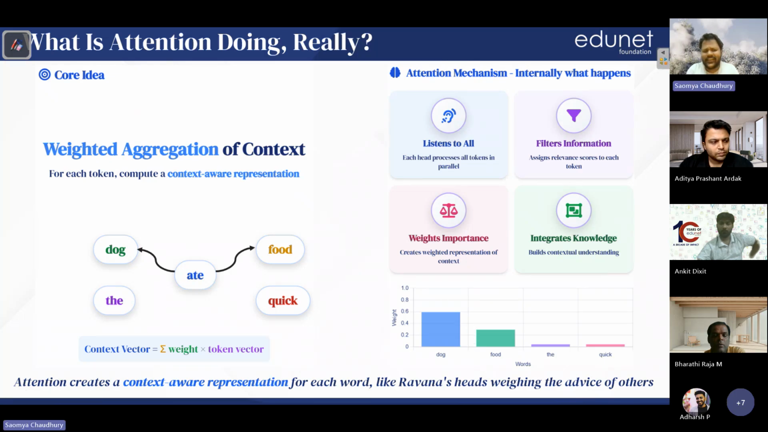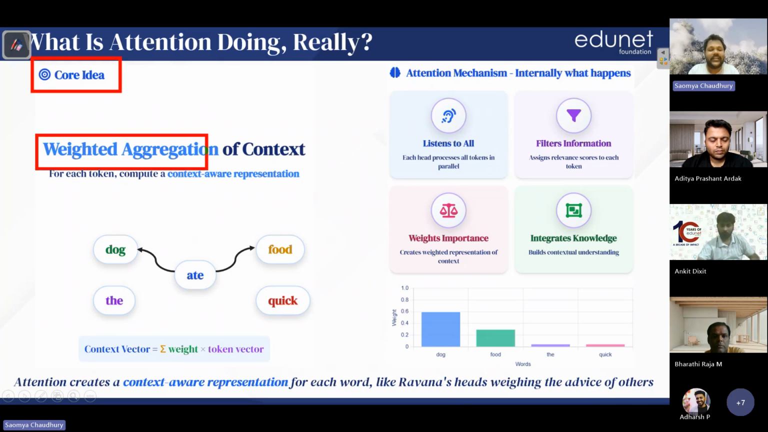So moving forward, let's say, what is attention really doing? The whole mechanism is nothing but a giant matrix, guys. It boils down to matrix operations. We'll look into it for a better perspective. Now, you can see the core idea behind attention, right? It says weighted aggregation of the context.